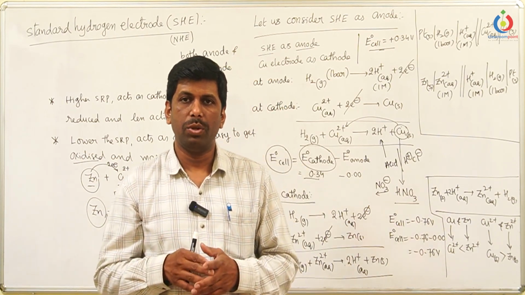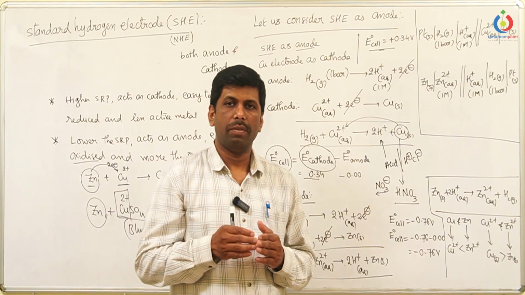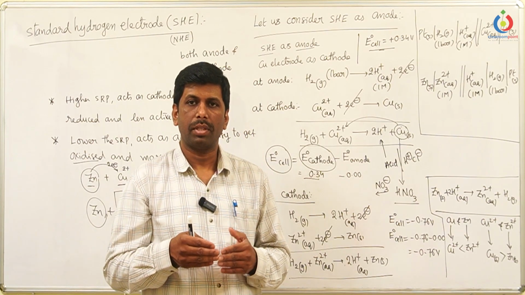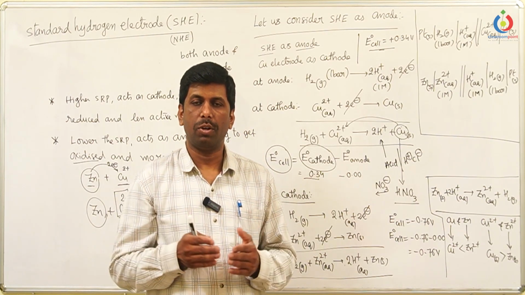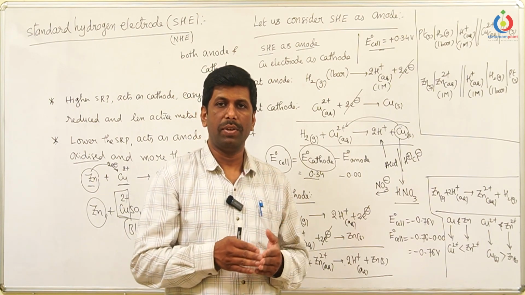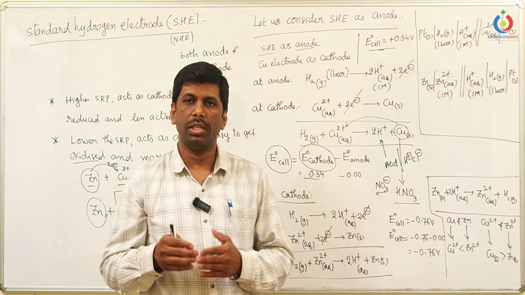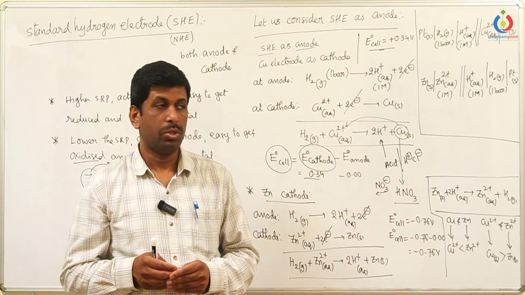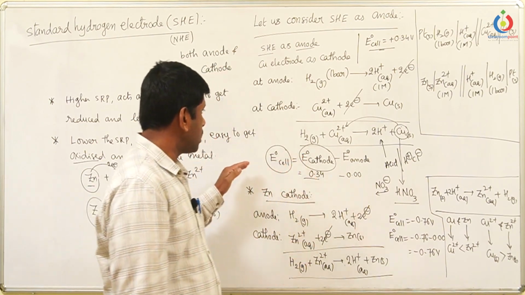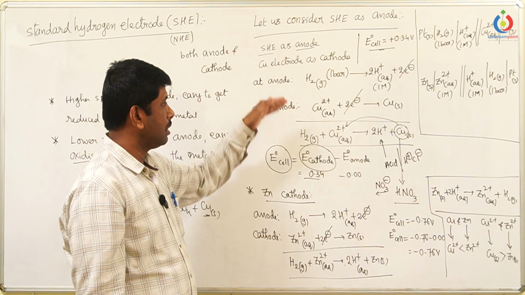But the opposite we can do. That means the solution of a more active metal can be placed in pots of a less active metal. That means zinc sulfate solution we can carry using copper pots. So this is the application of the standard hydrogen electrode along with its calculation.